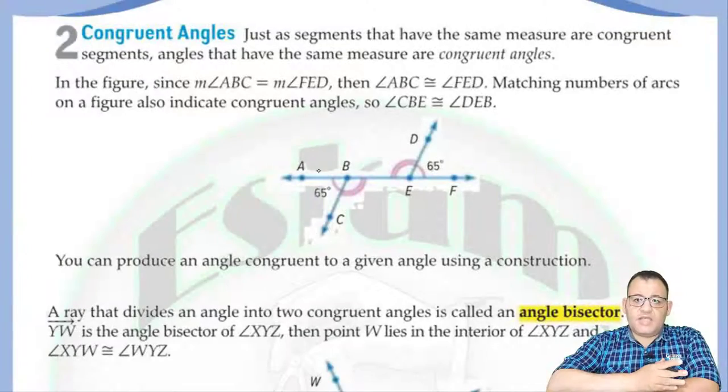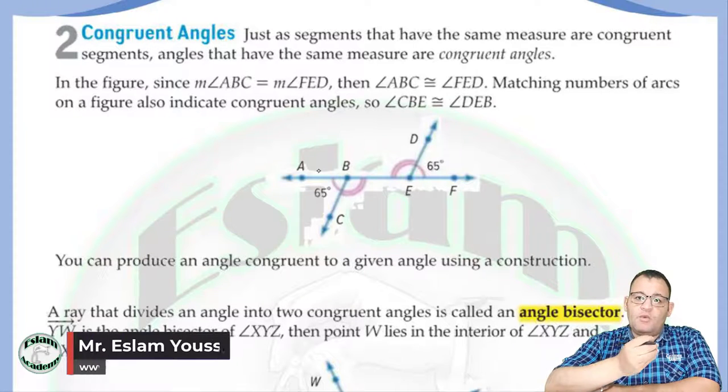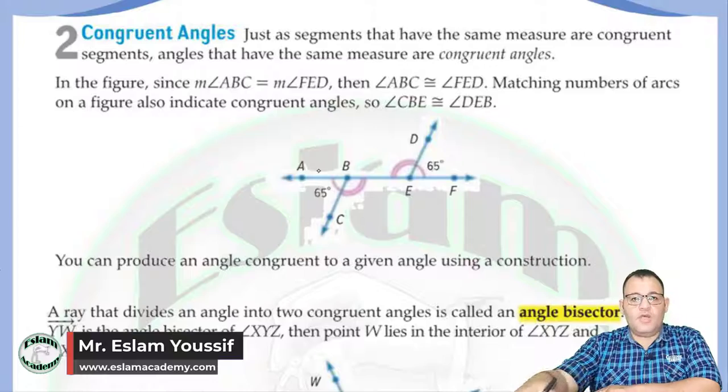As we can say that 2 line segments are congruent, we can say that 2 angles are congruent. 2 angles are congruent if they are equal in measure. If the measure of the first angle equals the measure of the second angle, then they are congruent. And if they are congruent, then their measures will be equal.